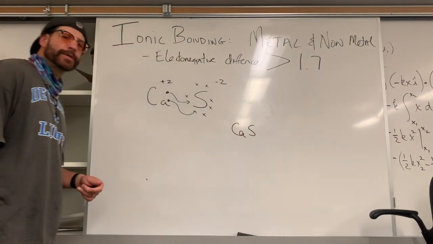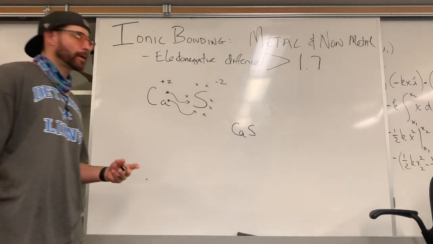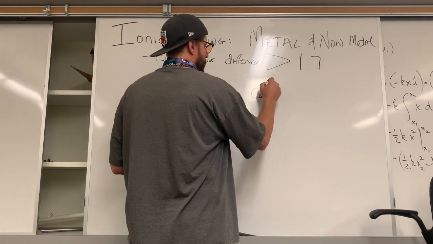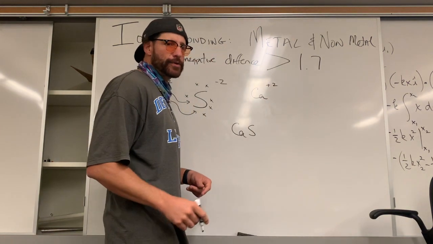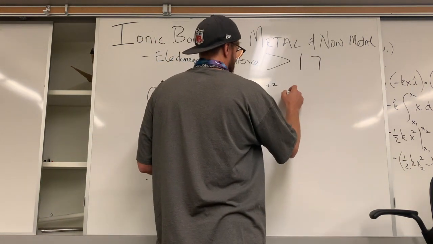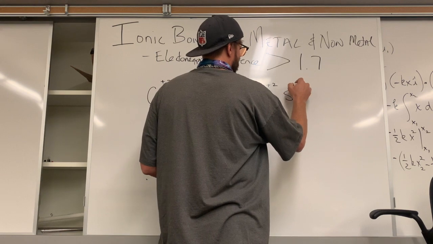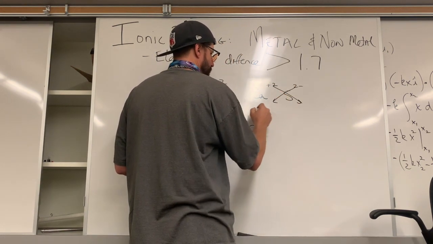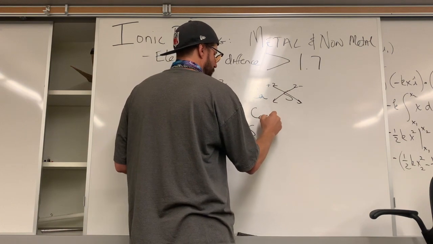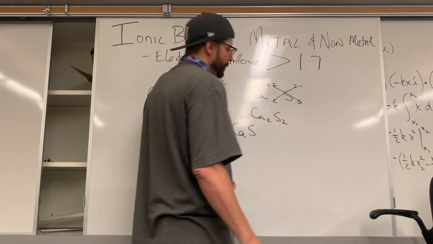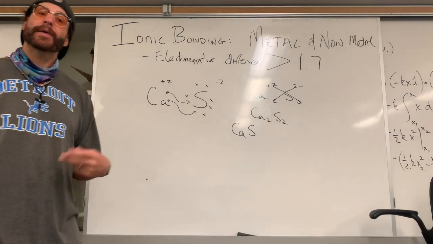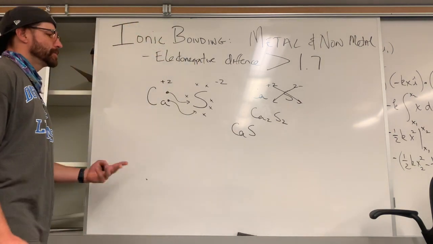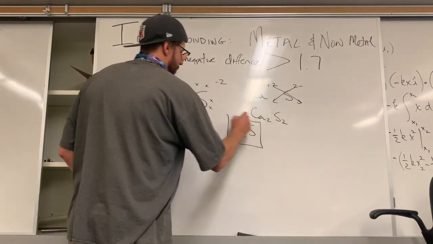If you would have used the shortcut that we talked about at the end of the last video and said calcium is going to form an ion of 2+, and sulfur is going to form an ion of 2-, and we did our crisscross applesauce, we get Ca2S2. And again, if we can simplify that ratio for an ionic compound, we will do it. So it just turns out to be CaS.